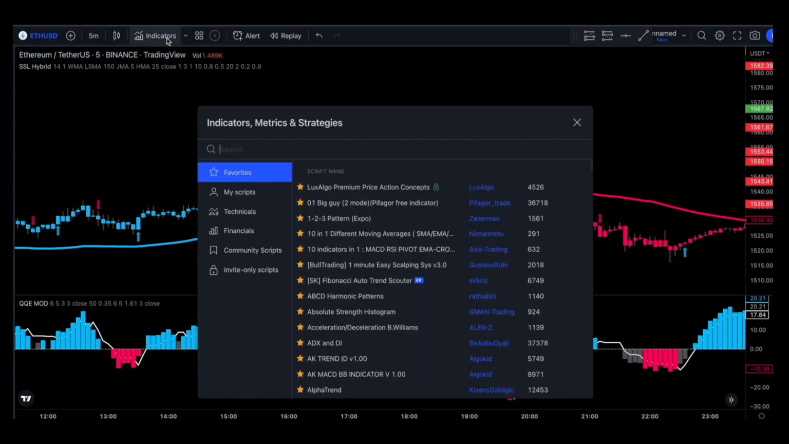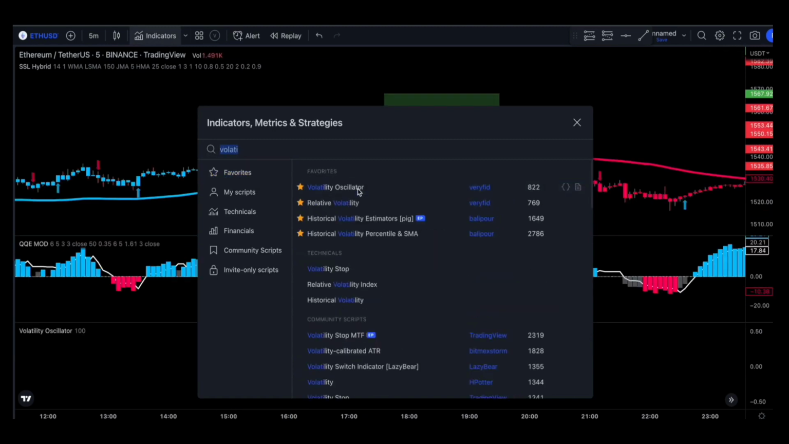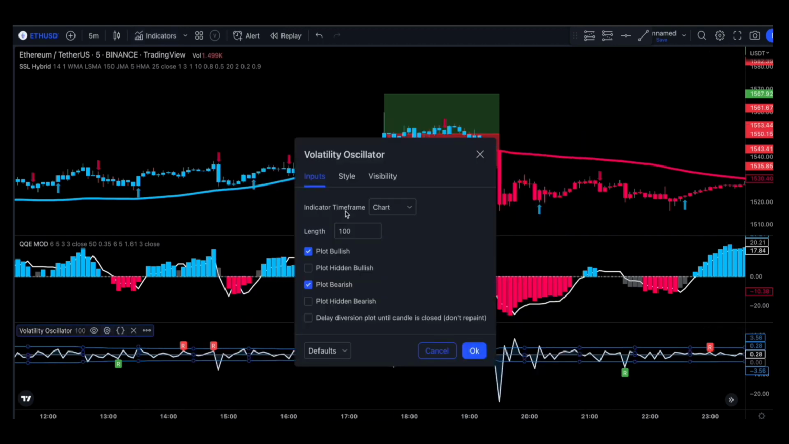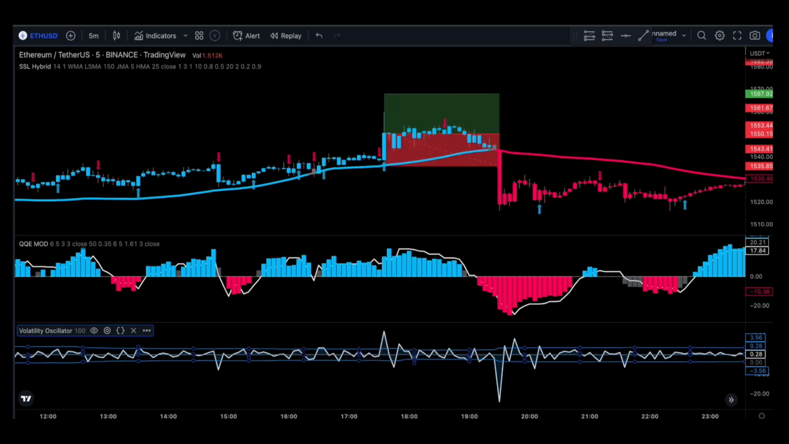This script is called the Volatility Oscillator, created by VeryFid. Once you've installed it on the chart, open its settings and uncheck some of the options. Now the strategy is complete. Let's break down the exact rules for buy and sell trades.